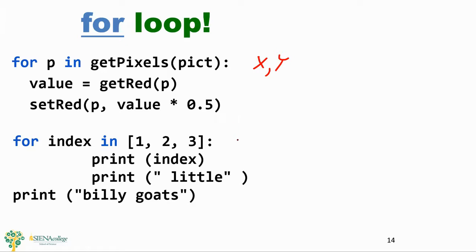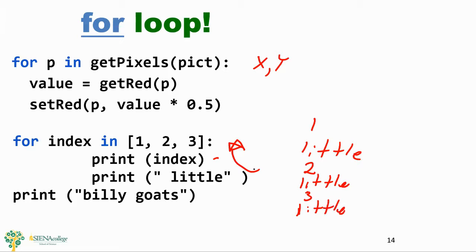We know that we have a list, and in this case, we would print out the number 1. We would print out the word little. We then go back a second time and print out the number 2 and the word little. We then go back a third time and print out the number 3 and the word little. So we did all of the indices, 1, 2, and 3. And lastly, we would print out billy goats.